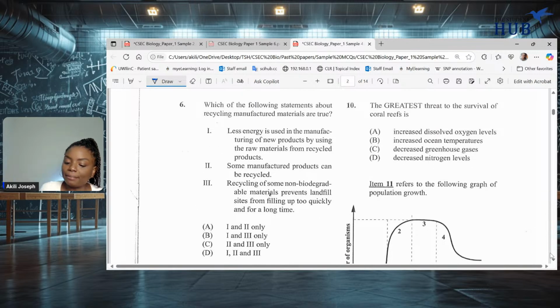Which of the following statements about recycling manufactured materials are true? 1, less energy is used in the manufacturing of new products by using the raw materials from recycled products. 2, some manufactured products can be recycled. 3, recycling of some non-biodegradable materials prevents landfill sites from filling up too quickly for a long time. So this one is looking like D, 1, 2, and 3, all benefits.